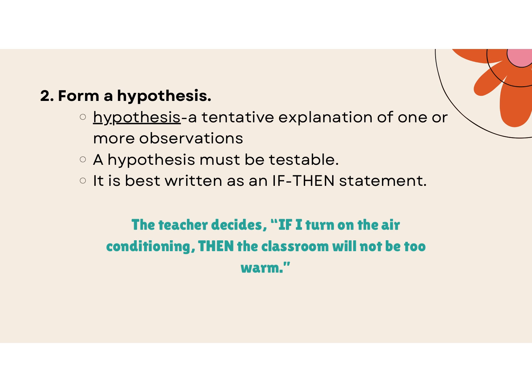So the teacher decides, if I turn on the air conditioning, then the classroom will not be too warm. So this is her hypothesis. She thinks that if she turns the air on, then it's going to get cooler in the classroom. Written as an if-then statement. Notice, if I turn on the air, then the classroom will not be too warm.